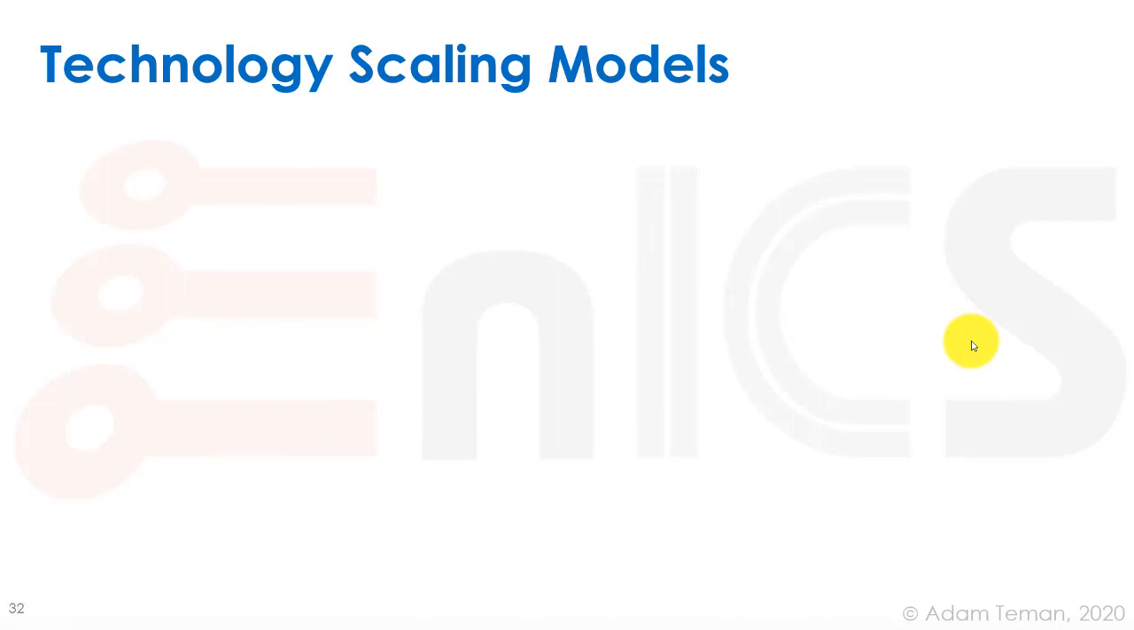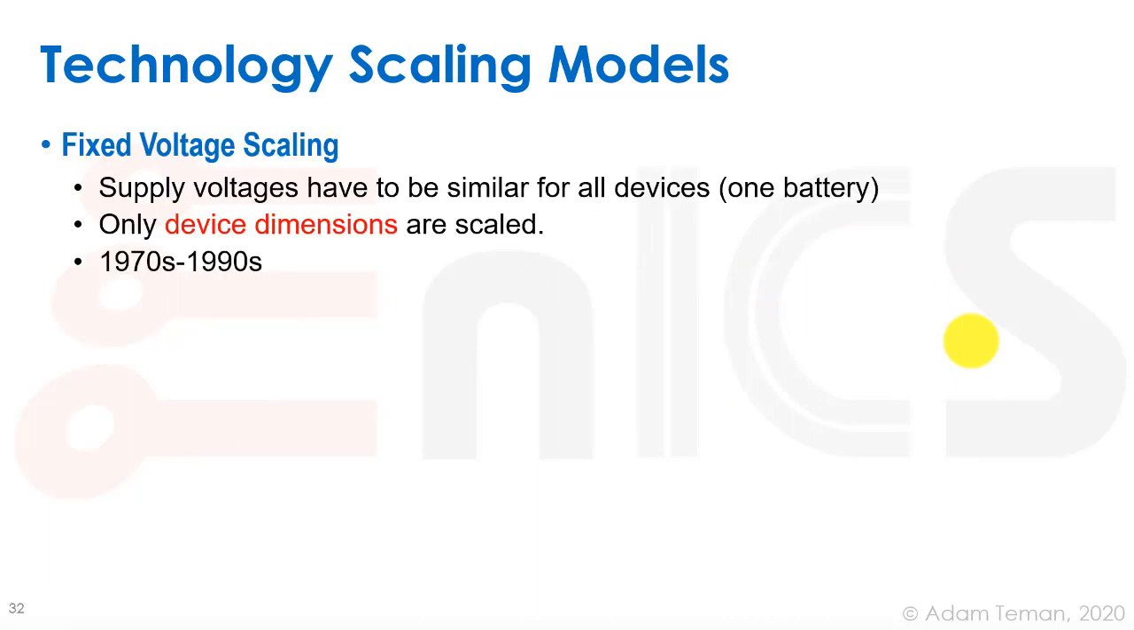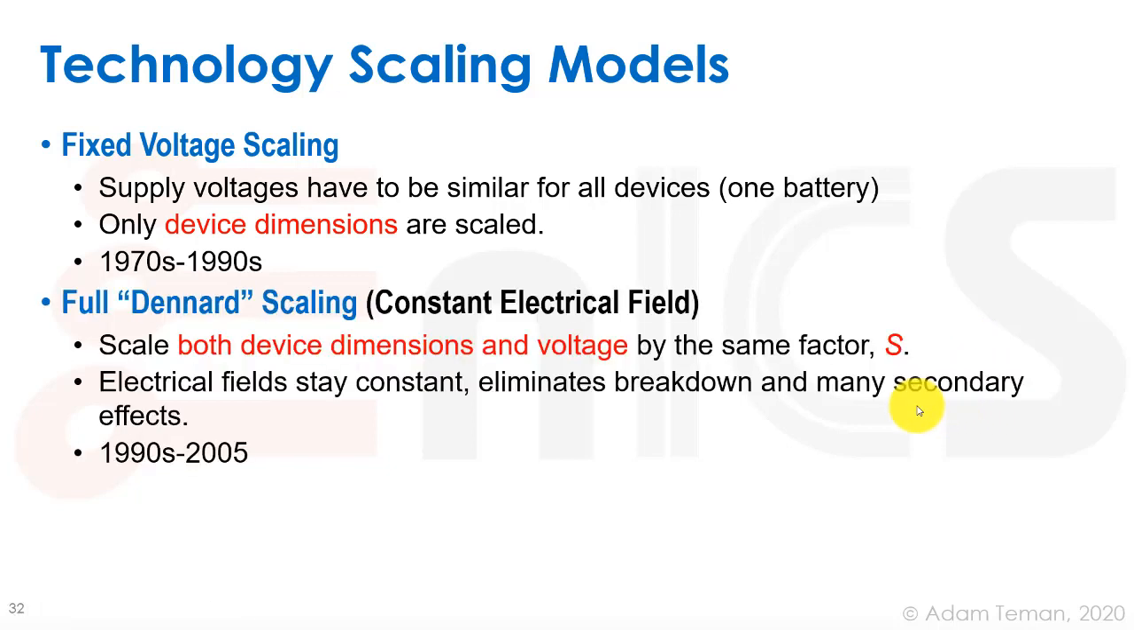Just to summarize the technology scaling models, fixed voltage scaling, which was used from the 70s until the 90s, means that we keep the supply voltage constant, and this had two benefits. On the one hand, it kept all the devices with the same supply voltage, which was really nice. We could have one battery on our board that powered all the chips without all kinds of regulators, but it also gave us this huge boost in speed. In this case, only device dimensions are scaled. The problem was that it causes the power density to rise incredibly.